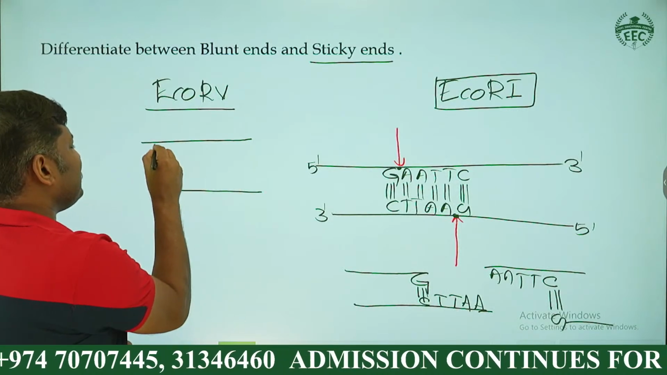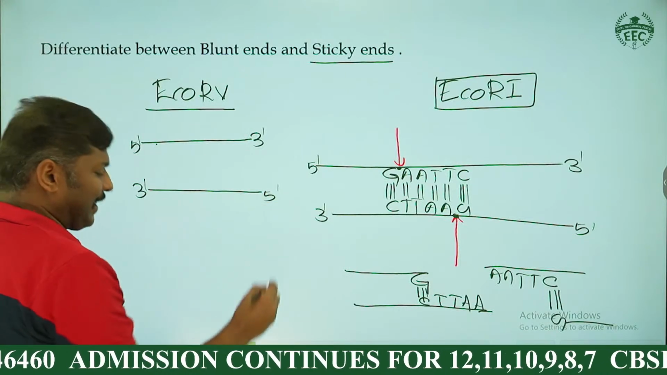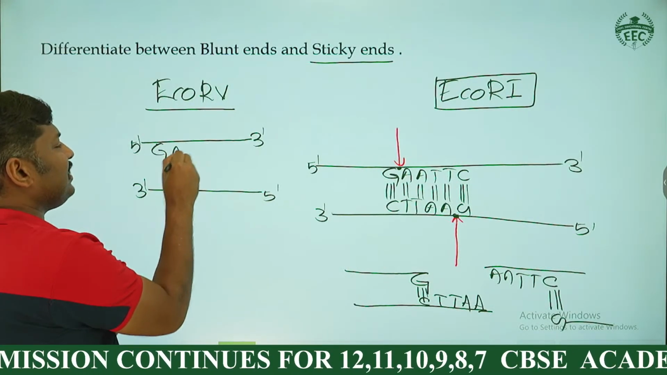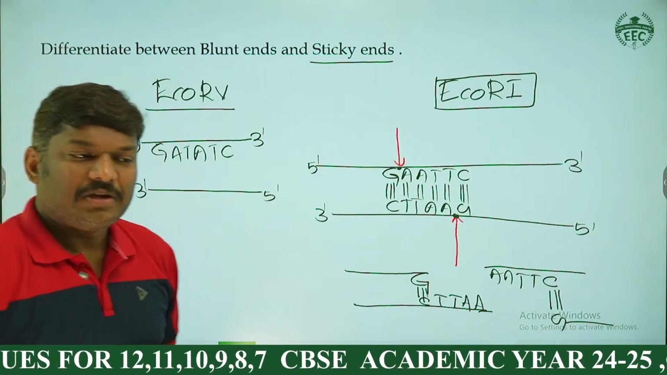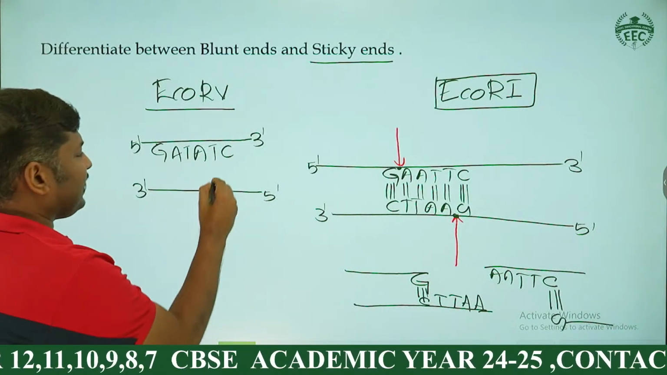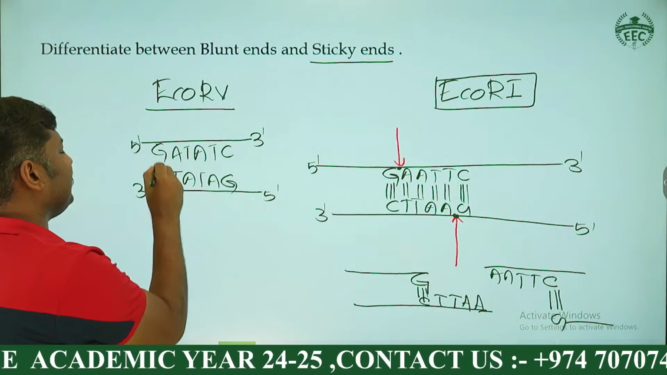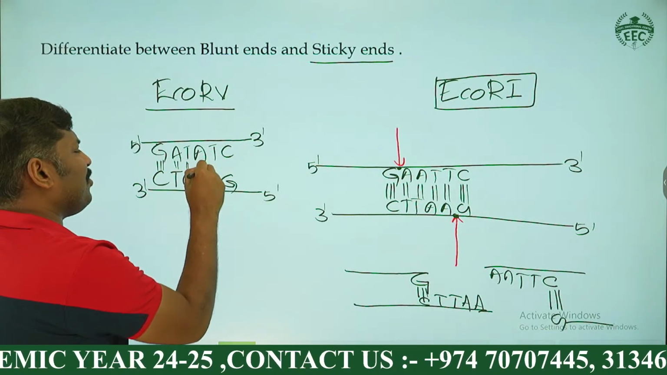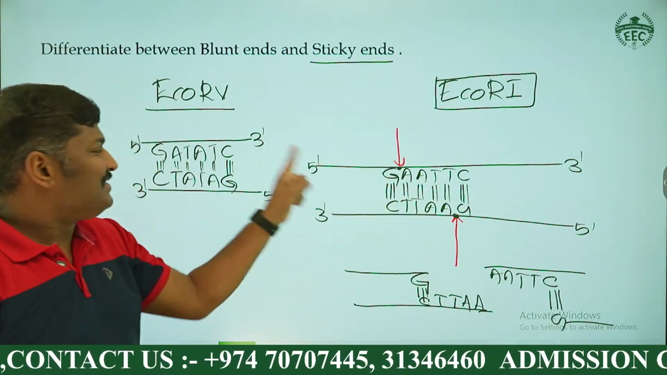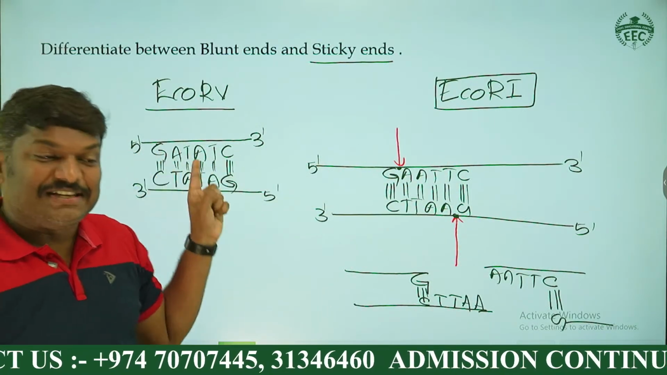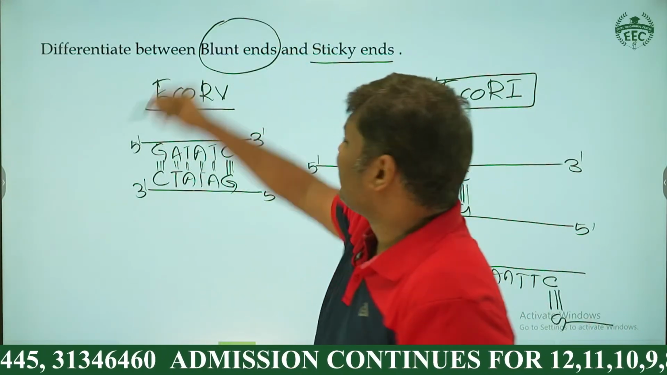So here, look at the board, my dear student: 5 prime to 3 prime, and this is 3 prime to 5 prime. Here you can see GAT and ATC. Here the triple bond, double bond, double bond, double bond, double bond. Don't confuse this GAT, ATC with the other one. GAT, ATC is not in the textbook because it is for explaining the blunt ends, my dear student. Blunt ends means what?